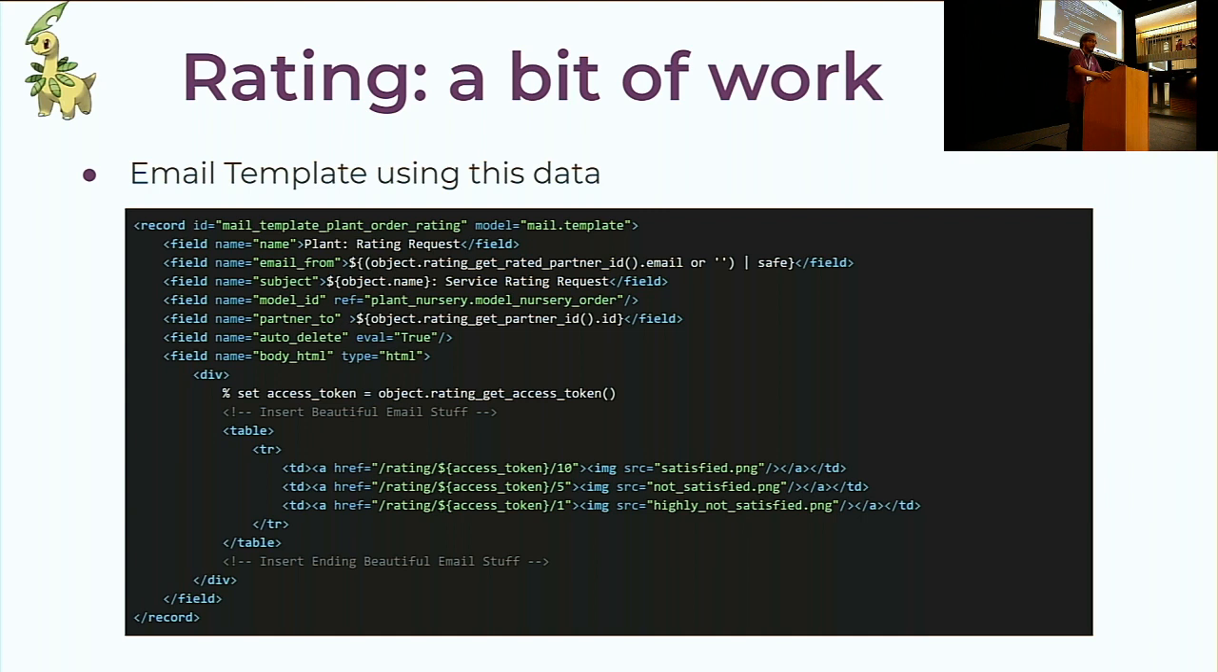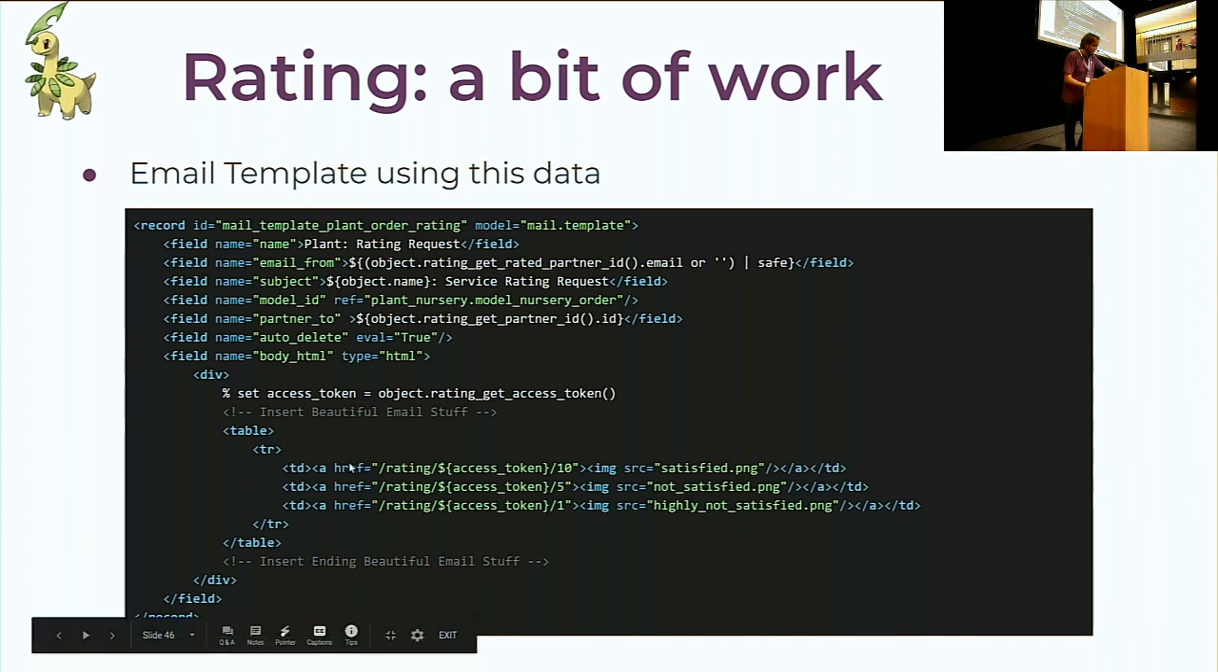Basically, a mail template is just defining the various fields of an email: the from, subject, the to. And in our case, what is important are the calls to the rating. You just define some images, satisfied, not satisfied, or highly not satisfied, and you link it to the routes that are defined inside the rating application. So when the customer clicks on it, it calls the route, and then you have the rating and the feedback.